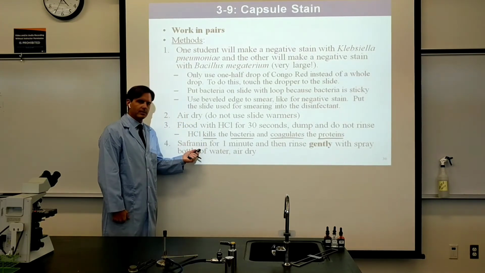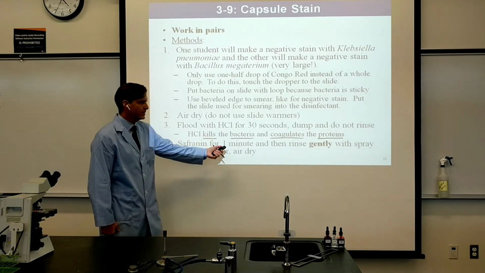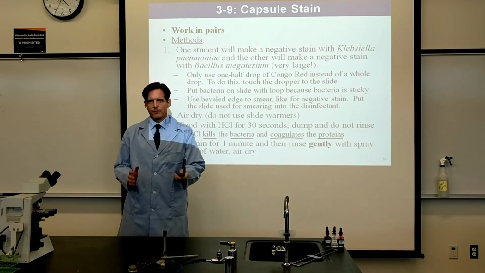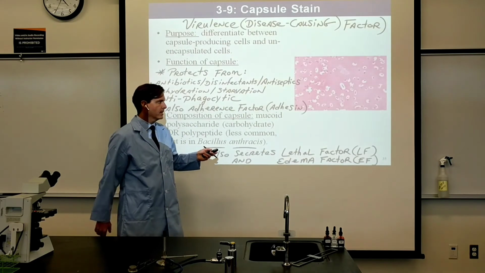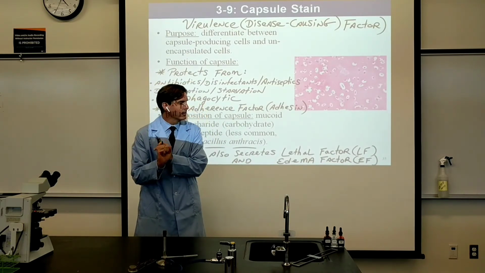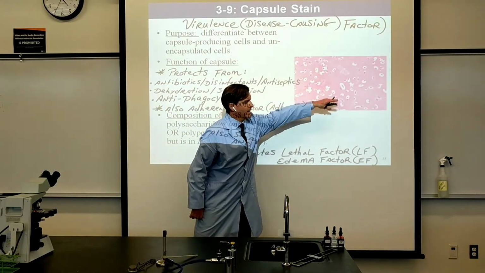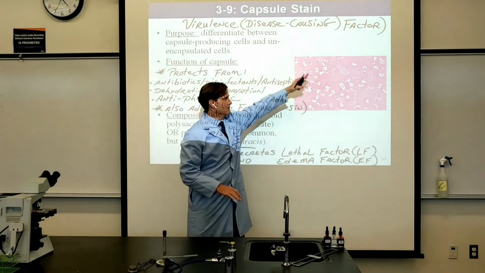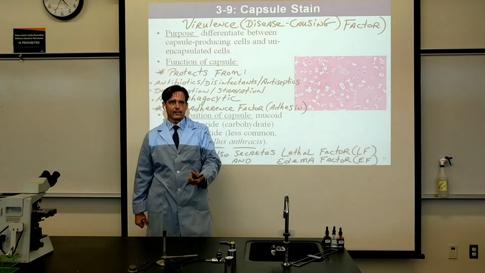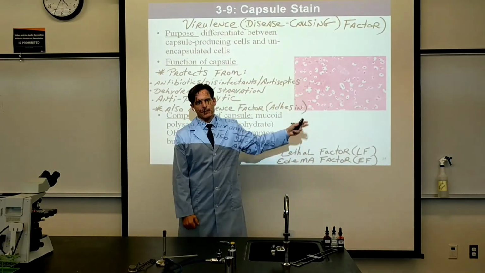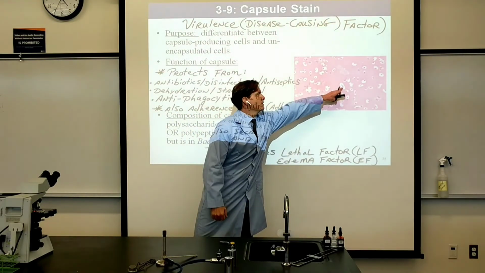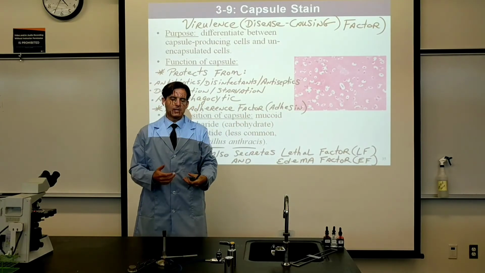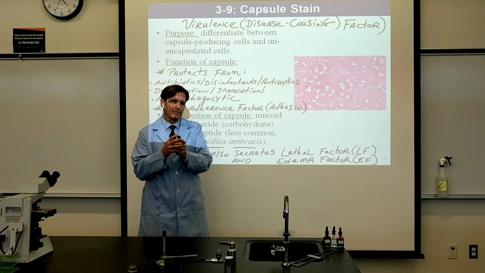Now, the last step was the safranin, which was a 1-minute procedure followed by a gentle rinse. So the safranin has a different function than the Congo red, because even though safranin is a reddish pink dye, it's going in directly to the bacterial cells. Recall that on the negative stain, the whole background is colored, but the cells are clear. In this case, in the capsule stain, the cells are not clear. You can see the little bacterial cells inside of each and every one of the capsules, and that's because the safranin goes in and actually gets absorbed by the cells.